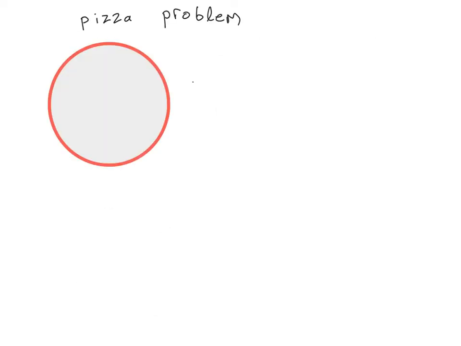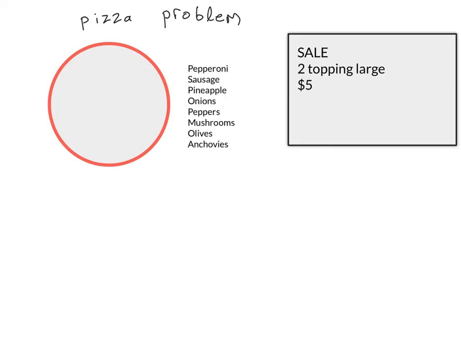Alright, so let's consider the following pizza problem. We have a pizza and we want to put toppings on it. Furthermore, let's suppose that your favorite pizza joint is having a sale on 2 topping large pizzas for $5, and that this is the list of toppings they have. And so you want to pick 2 different toppings for your pizza. And let's consider the ways that we can solve this problem.